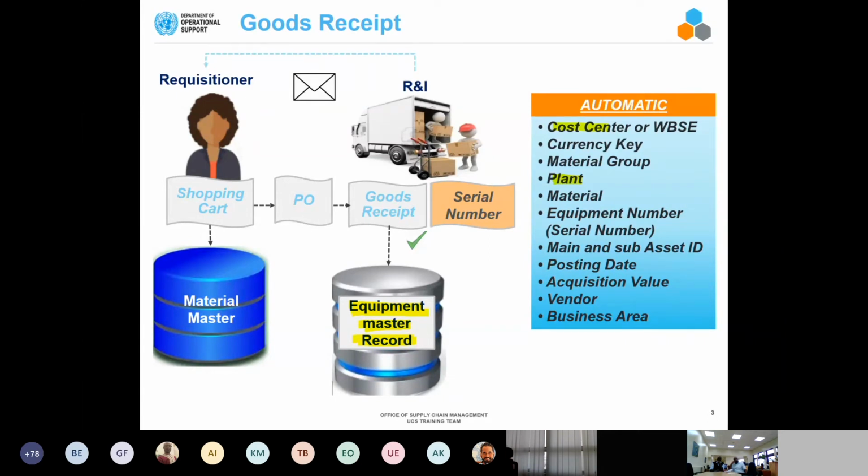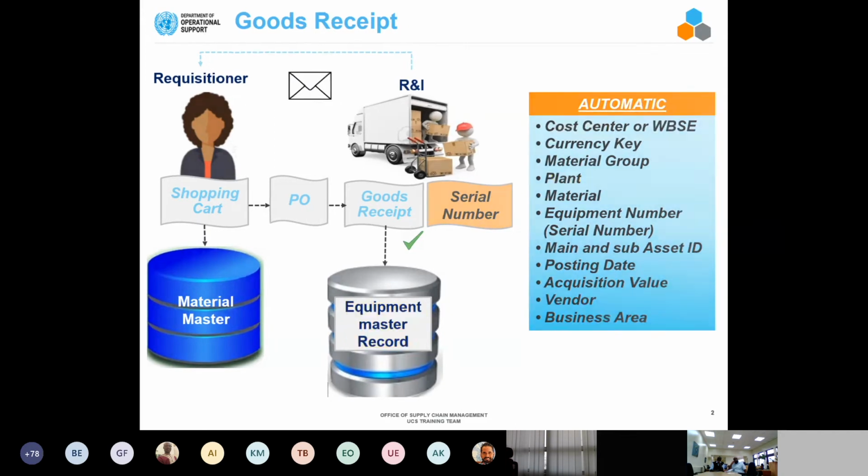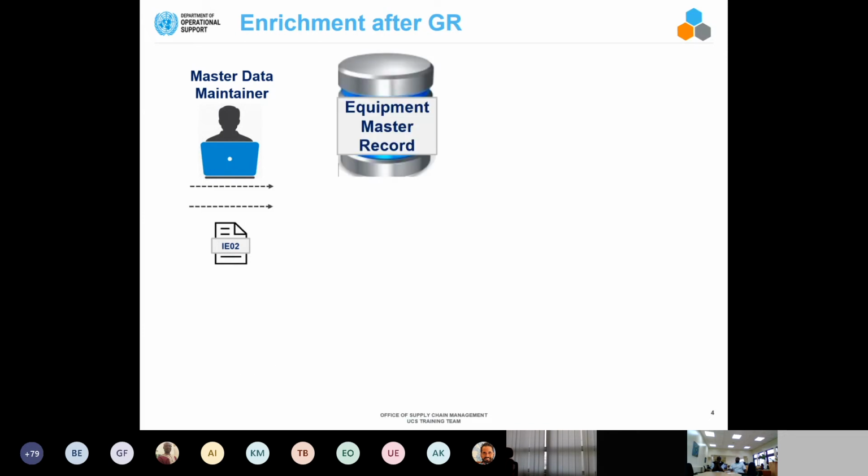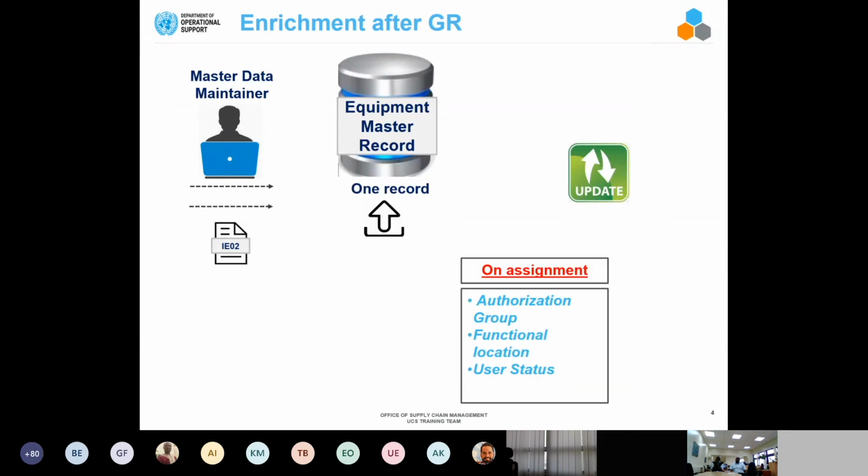Okay. So immediately after the equipment goods receipt, there is a second process that we call enrichment of the equipment master record that is performed by this user. It's called master data maintainer. It's actually a local equipment master data maintainer that will go to this equipment master record and will add some additional information.